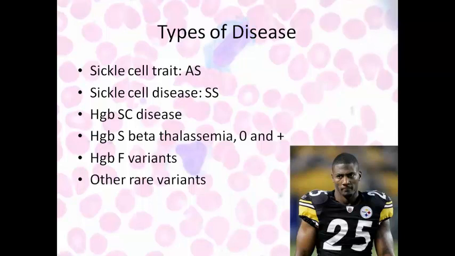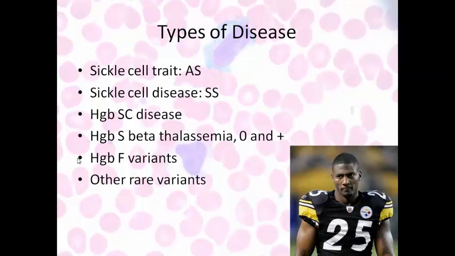And then there's thalassemias that can get thrown into the mix. And then, like I said, hemoglobin F, standing for fetal. Some people just continue to make fetal hemoglobin all the way through their adult life. So, of course, that's going to change the picture, too.